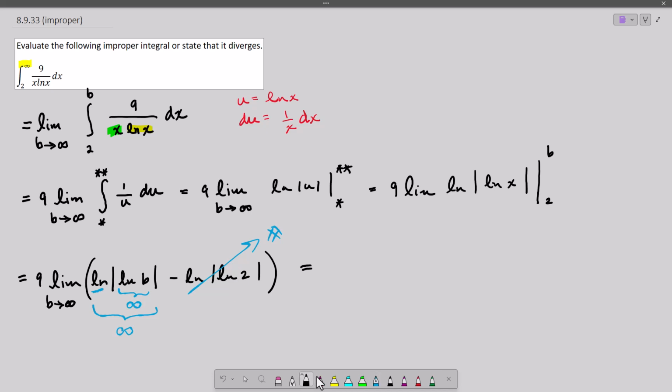So this is going to be infinity. So in other words, this curve, 9 over x times ln x, does not approach the x-axis fast enough for that unbounded region to be finite.